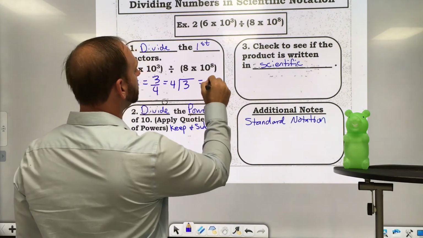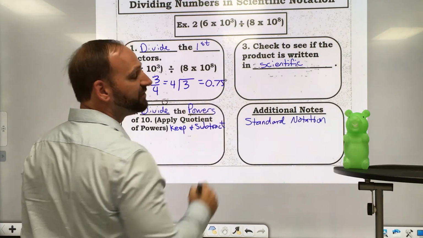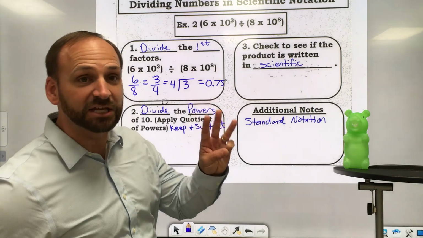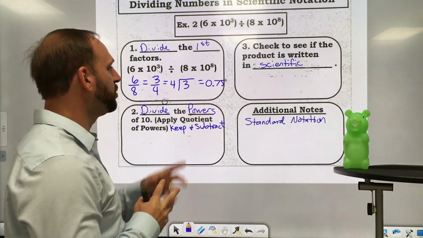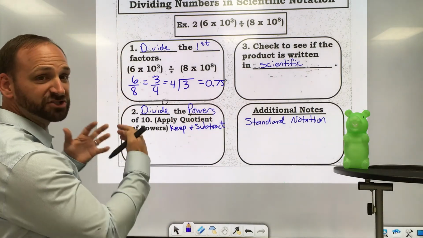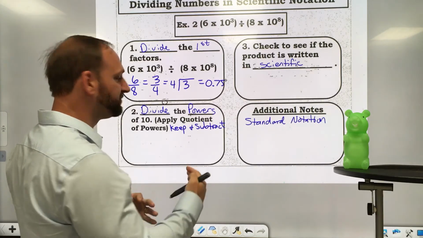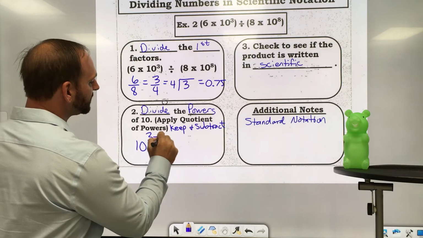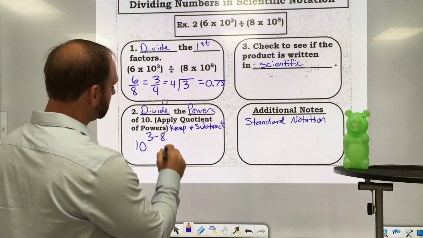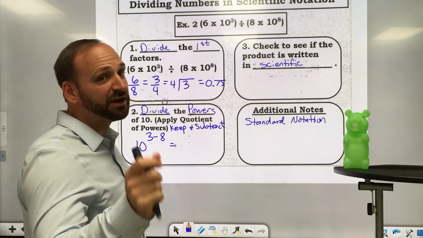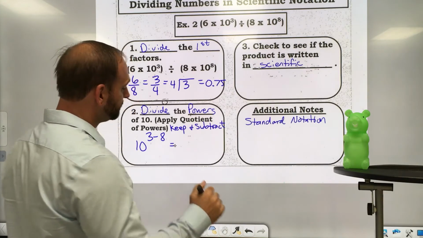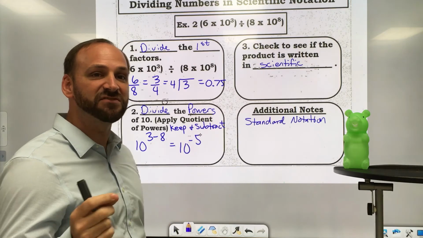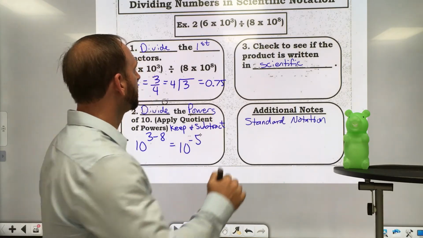Now I know the equivalent of 3/4, and you should too. It's 0.75. 3/4. If you had 3/4 in your pocket, that would be equal to 75 cents, 0.75. Now, our second step is to divide the powers of 10. So we're going to keep the base and then subtract my exponents. 3 minus 8, be careful here, rules of integers. 3 minus 8 gives me 10 to the -5. That's a -5.